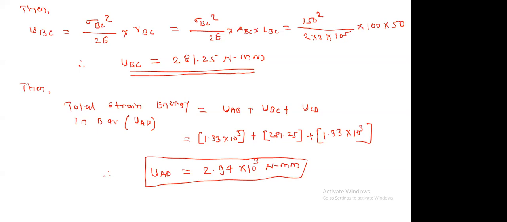And we have discussed the basic definition of the strain energy, which is called the resilience. Then we have discussed the proof resilience, and then the modulus of resilience. Three definitions are very, very important. Then we have derived the formula for the strain energy: U is equal to sigma square upon 2E into volume. That derivation also we have derived.